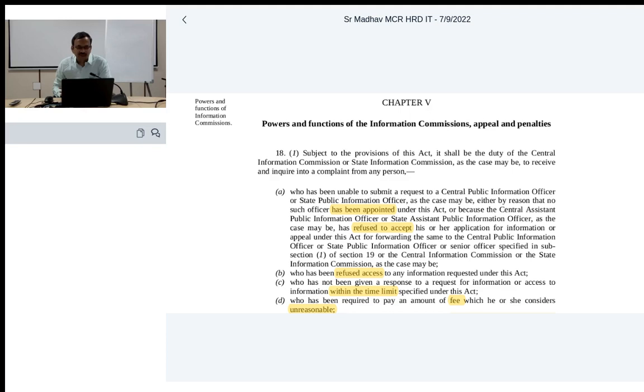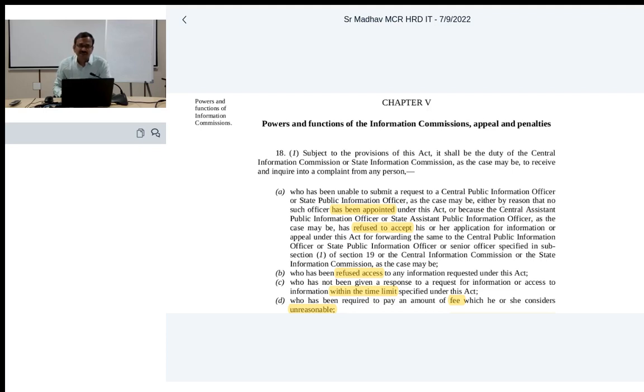There are two categories of remedies available to a citizen whenever access is denied under the Right to Information Act. The first is filing a complaint directly to the Information Commission under section 18.1, or approaching the first appellate authority under section 19.1 and thereafter approaching the Information Commission under section 19.3 by way of filing a second appeal. We'll start off with the complaint mechanism under section 18.1.